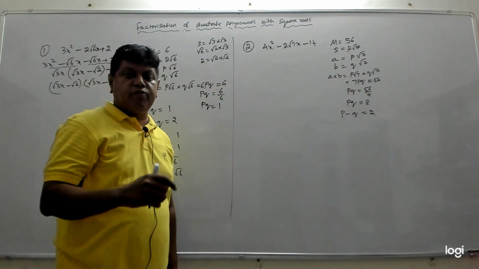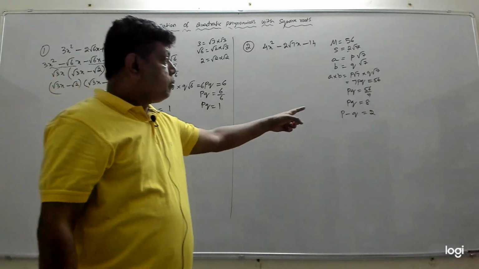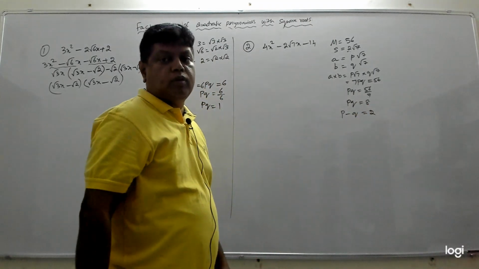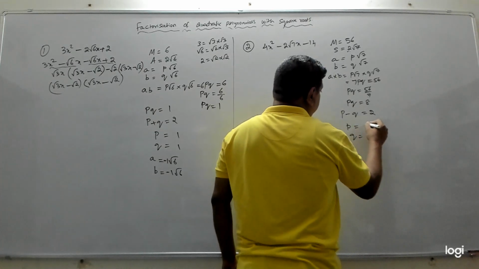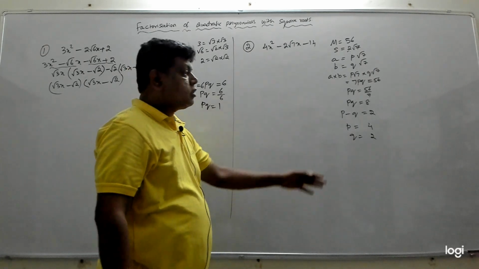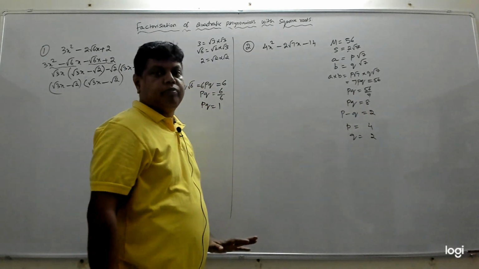So we should find two numbers such that when we multiply them, we get 8, and the same two numbers, if you subtract, you get 2. What are the numbers? So P equal to what? Q equal to what? P will be 4, Q will be 2, because 4 into 2 is 8 and 4 minus 2 is 2. So when you subtract, you get 2, and when you multiply, you get 8.